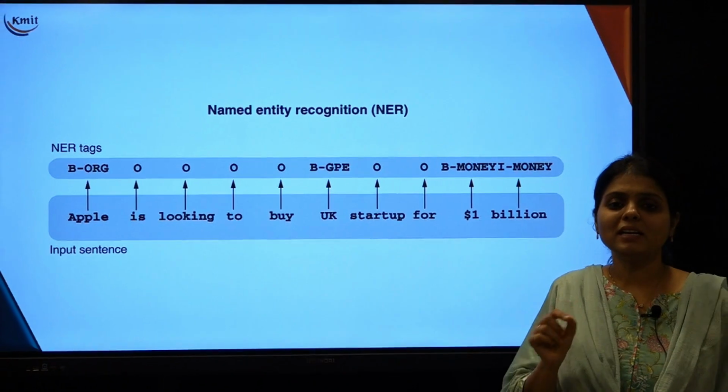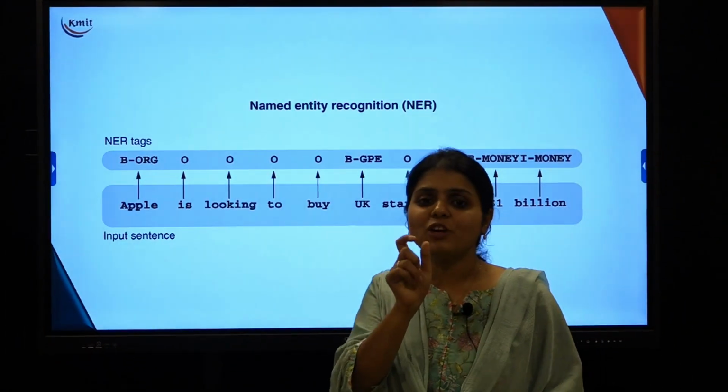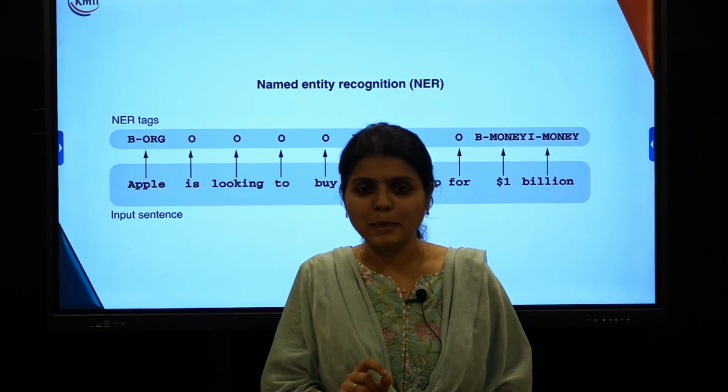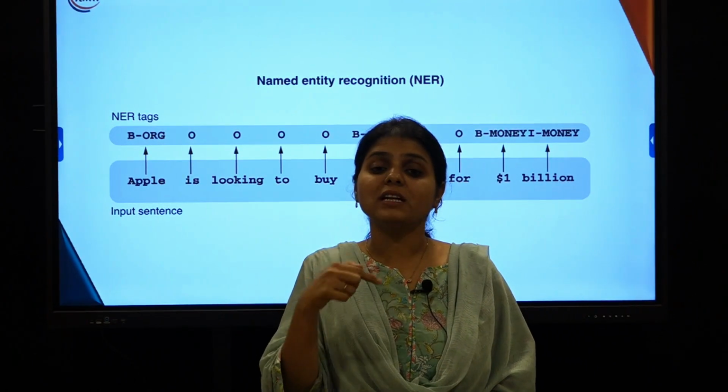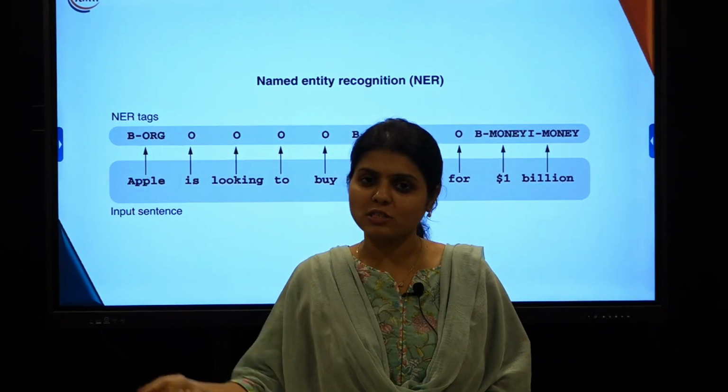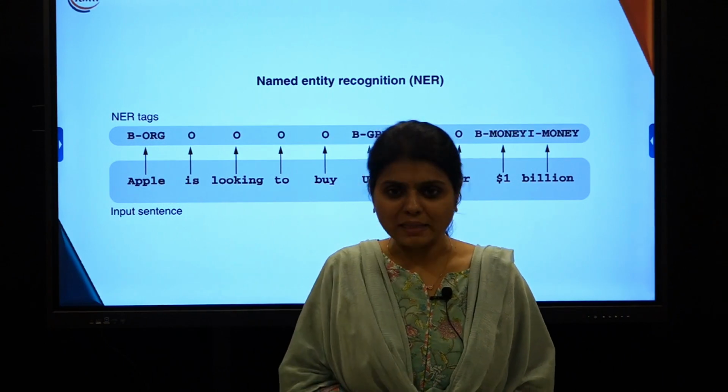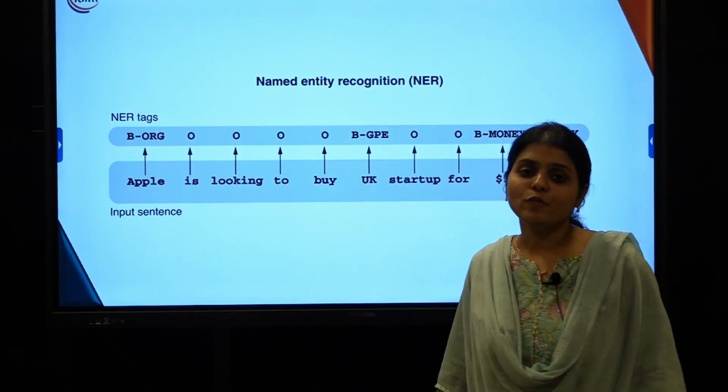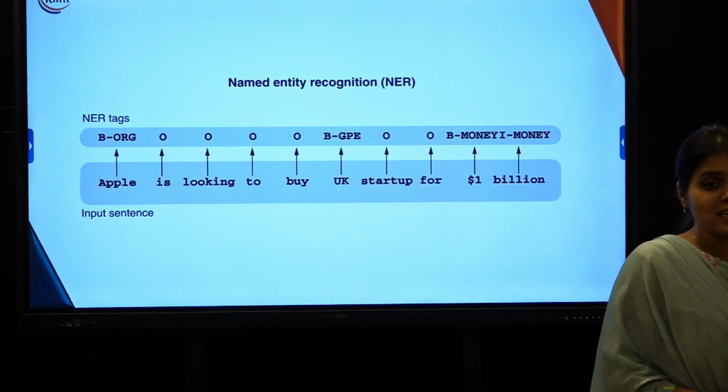Okay, so the beginning tag we use for the first word which has occurred in an NER category. I we will be using if it is occurring the second, third or fourth time. O is outside the spans. Okay, so this is how we use tagging spans in NER.